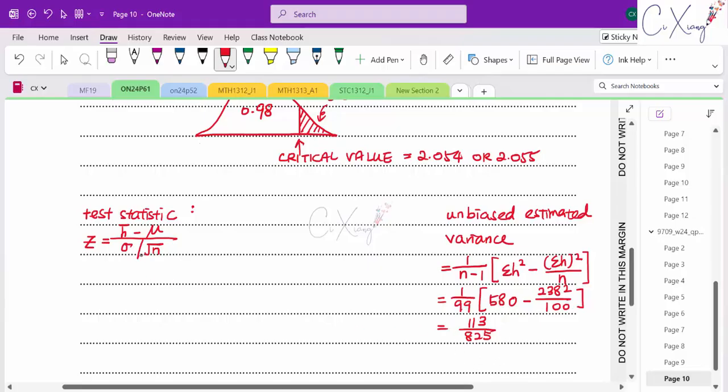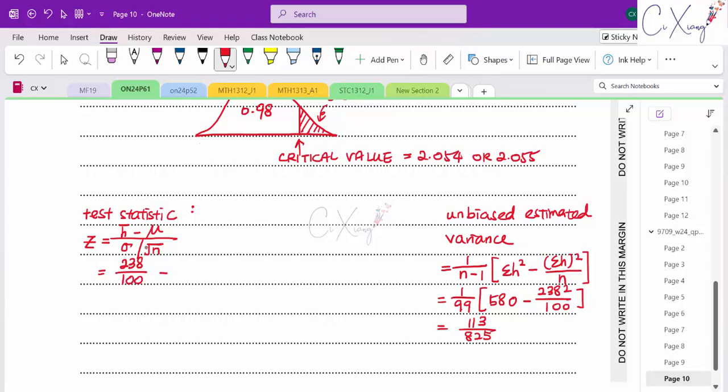Because in this question, our population variance is unknown, we have to estimate it first. After you estimate it, you can put it inside the calculation for the test statistic. So let's start. Sample mean should be 238 divided by 100, minus the mean. Mean is 2.3, right? Divided by standard deviation, which should be the square root of 113 over 825, then divided by square root of n, the sample size, which is 100 in this case.